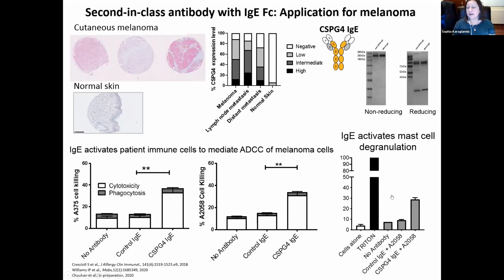We also used the classic mast cell degranulation assay to show that our antibody, together with immune cells on one end and target cancer cells on the other end, could trigger degranulation of mast cells. And that was really true as compared to control IgE. Cancer-specific IgE triggered degranulation of mast cells. So this antibody was functional through the Fc region and triggered effector functions.